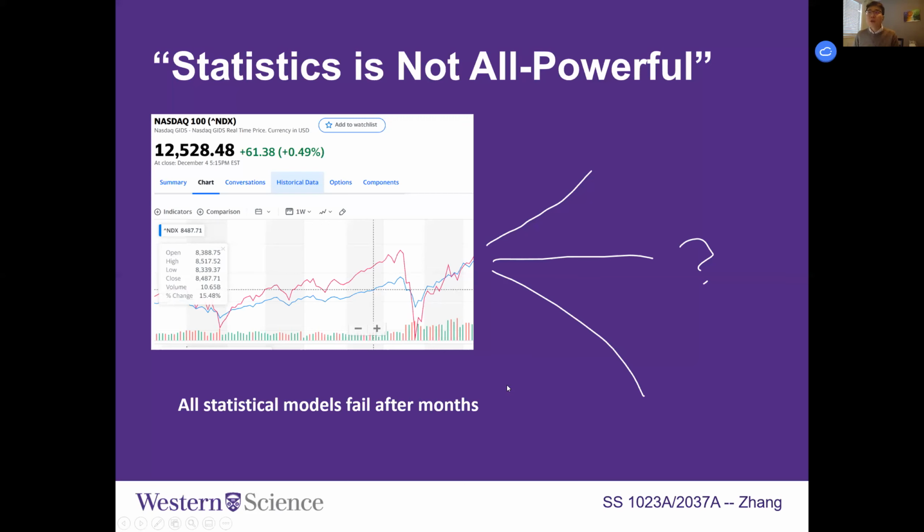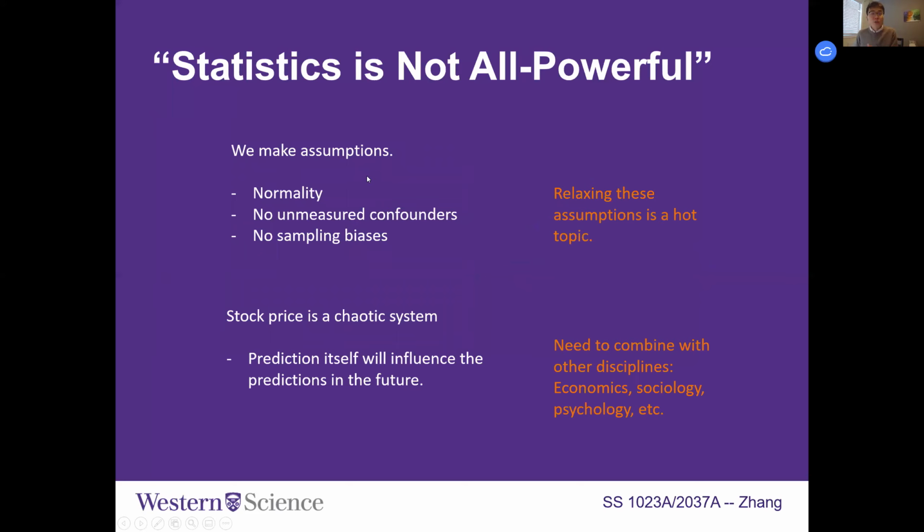So in fact, there are a lot of reasons why statistics does not work so well in this example. First of all, when we talk about statistics, we do make a lot of assumptions. For example, in the previous lecture, we talked about assuming normality or approximate normality, but sometimes that is not true. Also, a lot of studies just assume that there are no confounders, but as you can imagine, there could be a lot of other factors that are confounders. And sometimes we just assume there is no sampling bias. For example, in election polling, we assume there is no sampling bias, but in fact, that's not true.